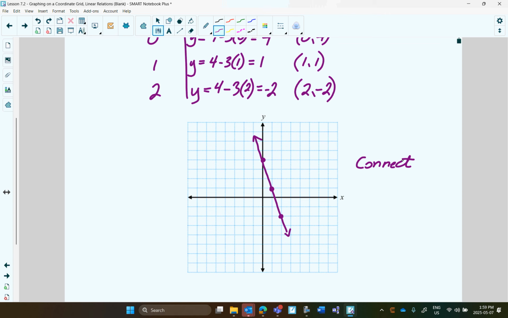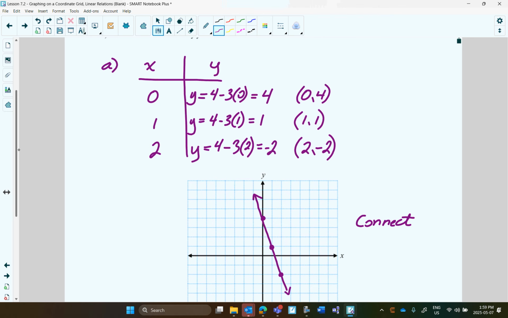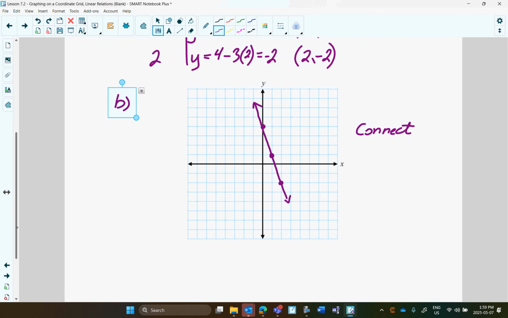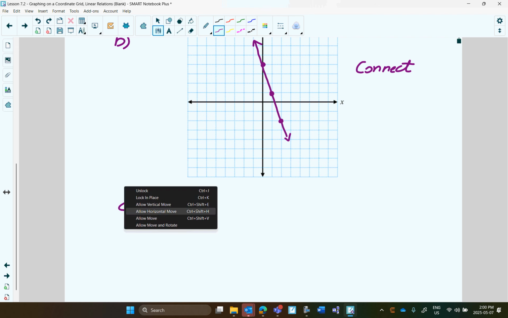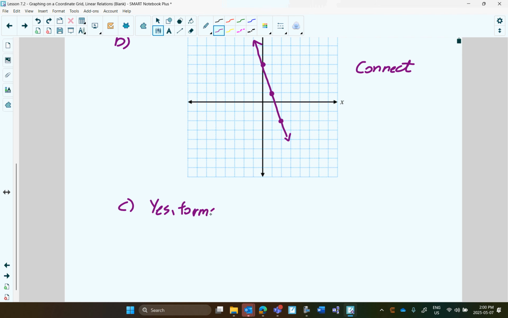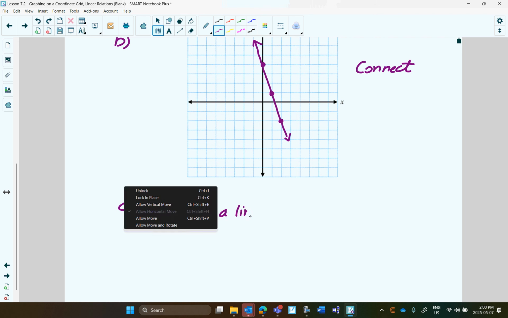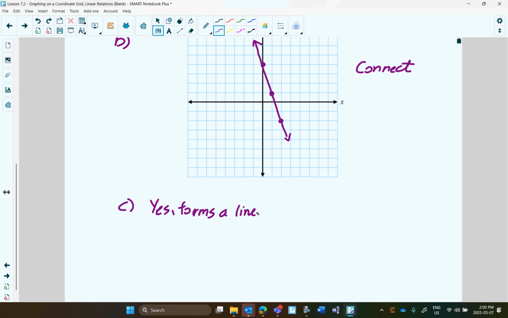And then finally, this is A, this is B. So therefore C, is it linear? Don't overthink this. Is it linear? Yes. Absolutely, because it's a line. What word is in linear? Line. Yes. Clearly it forms a line. Okay.